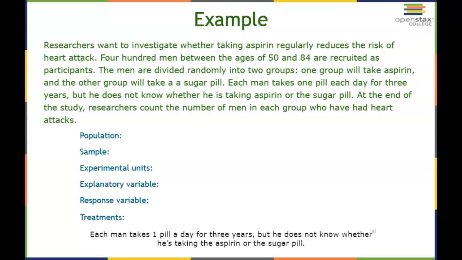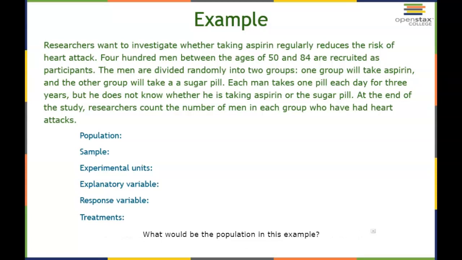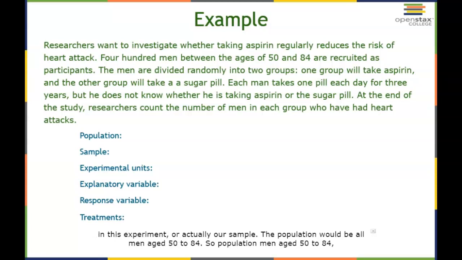Each man takes one pill a day for 3 years, but he does not know whether he's taking the aspirin or the sugar pill. At the end of the study, researchers count the number of men in each group who have a heart attack. What would be the population in this example? Now, it's dealing with 400 men between the ages of 50 and 84. And in fact, those 400 men who participate in this experiment are actually our sample. The population would be all men aged 50 to 84.